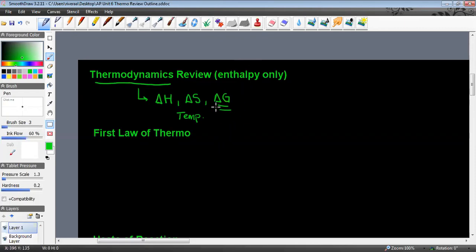Okay, so the reason why we're only going to have to review enthalpy for this review session is because of your shortened year. Normally when you take a thermodynamics course in college or on a normal AP exam, we would also incorporate everything that we learned about entropy and free energy, but they are omitting those from the AP exam this year. So we only have to talk about enthalpy.